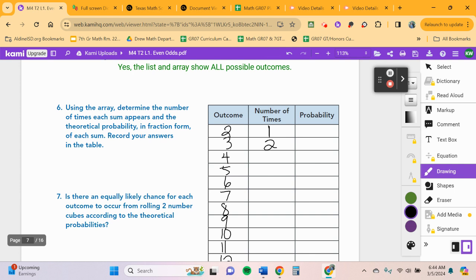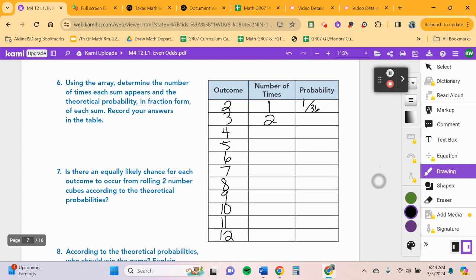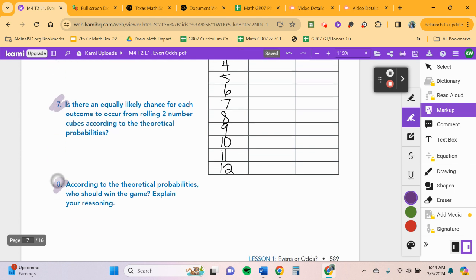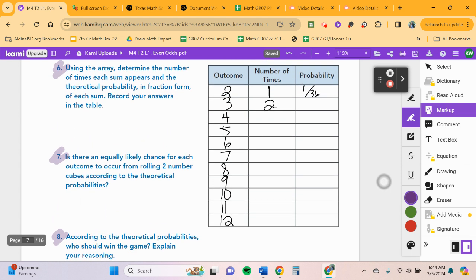All right, I'm going to pause here because I want you all to do the rest. I'm going to show you how you would calculate that probability. So being that our total outcomes were 36, all of our numbers are out of 36. So 1 out of 36 is our probability. Alrighty, so like I said, I'm going to pause here. You're completing the rest of this theoretical outcome table, and you are answering questions 6, 7, and also 8, who should win the game. All right, set your timer for about 4 minutes to get this completed. 4 minutes, pause here.